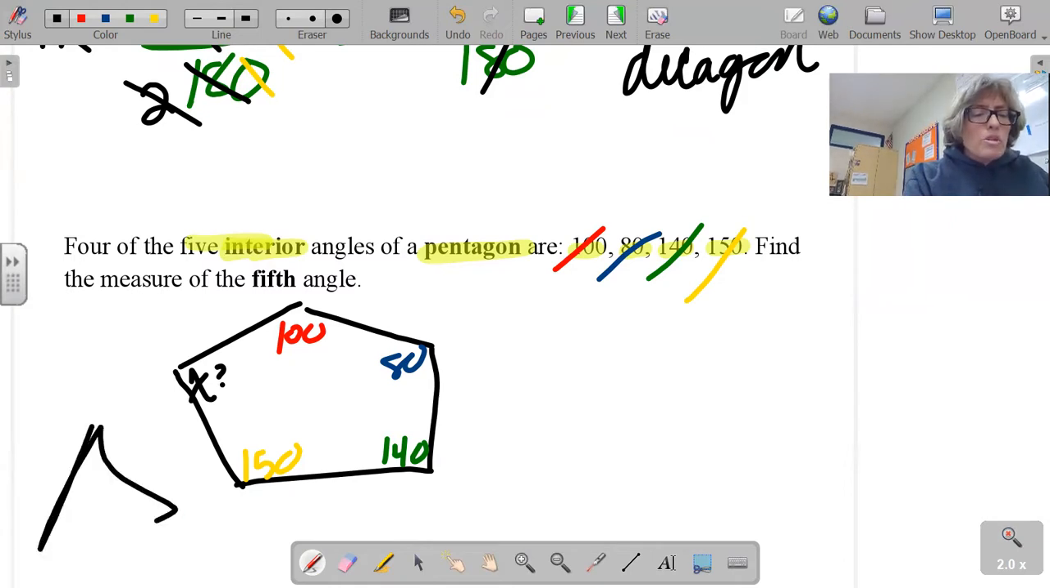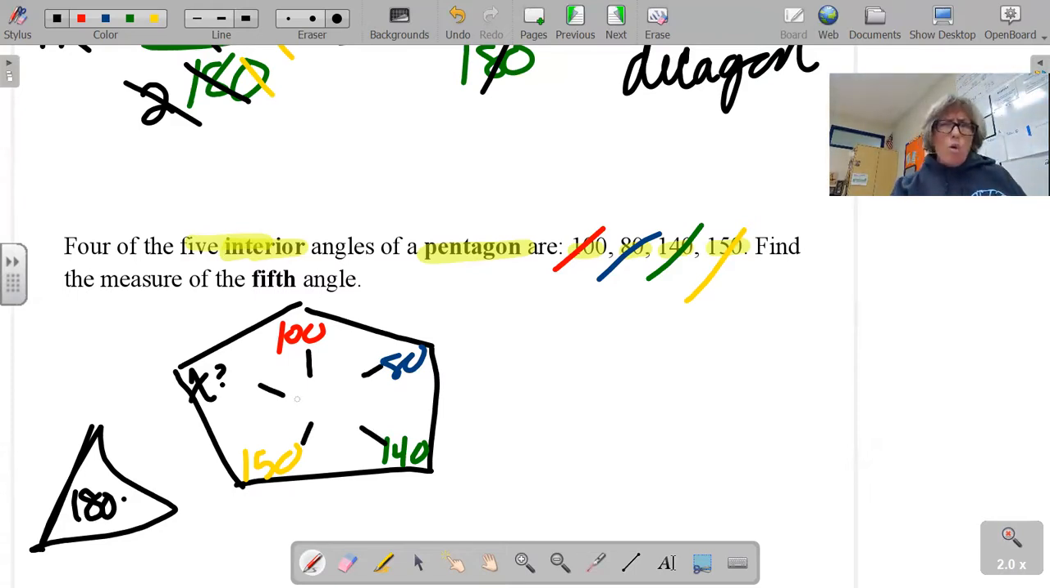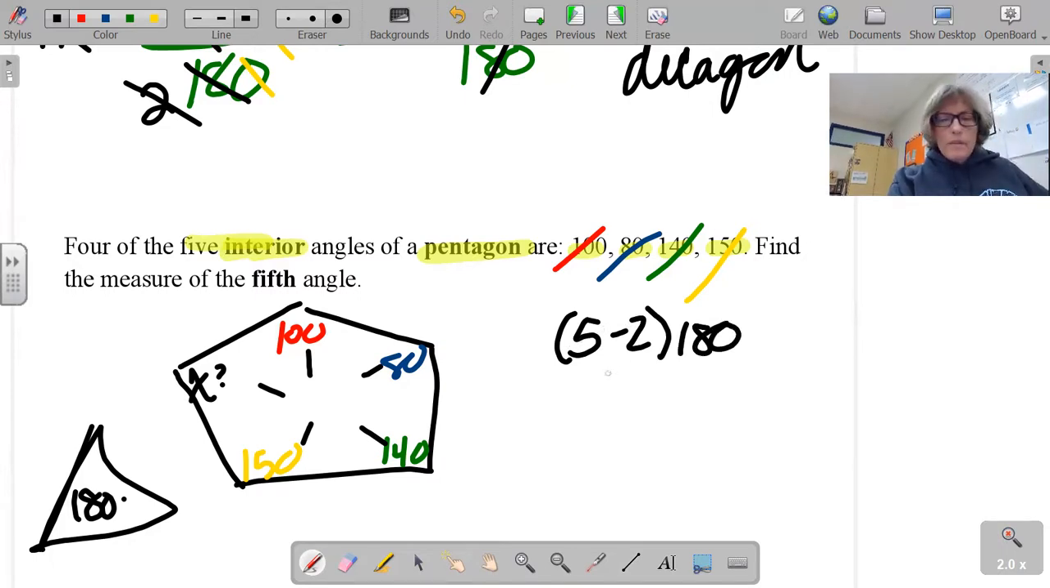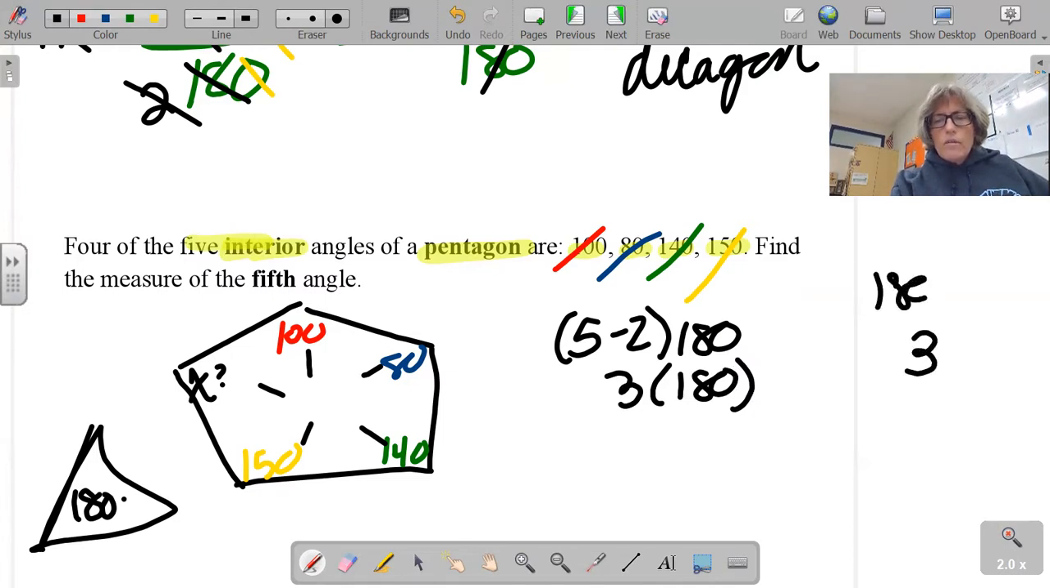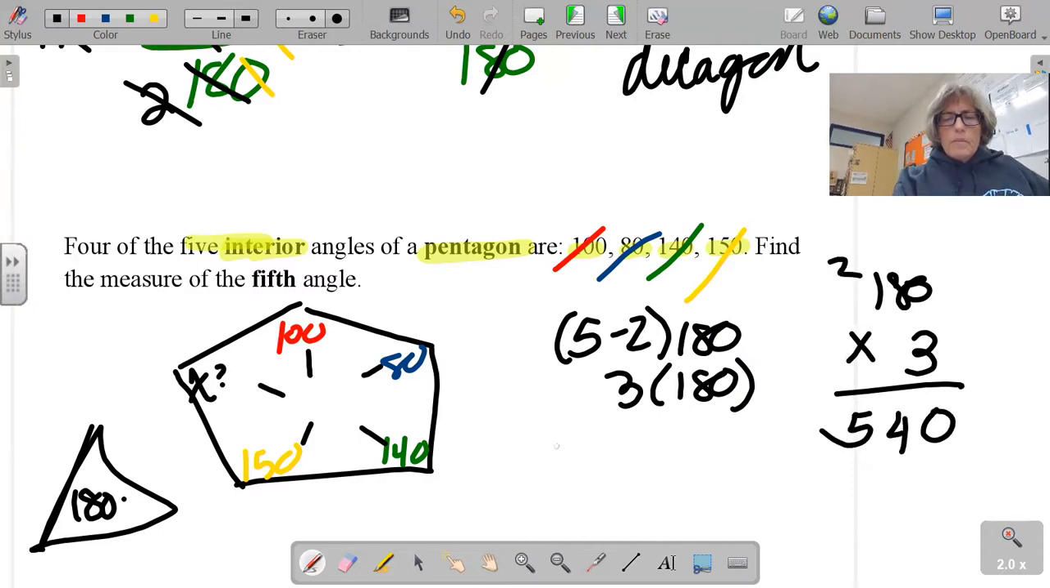Well, this would be so easy if it was a triangle, because you know triangles always add up to 180. So the question is this, what would a pentagon always add up to? What would the sum of the interior angles be of a pentagon? Sides minus 2 times 180. Do that in the margin. So we know our sum is 540.